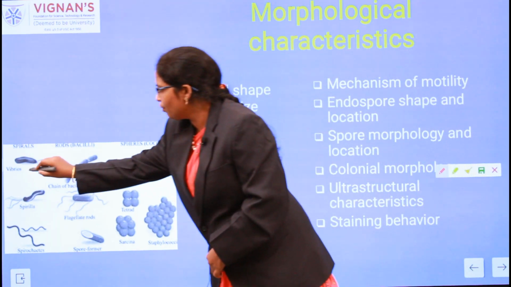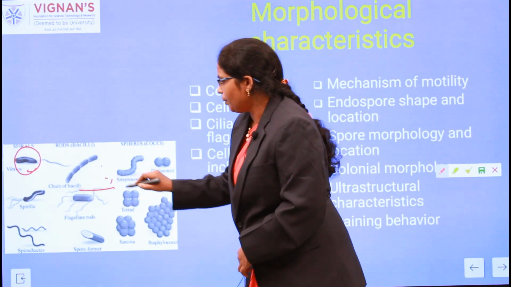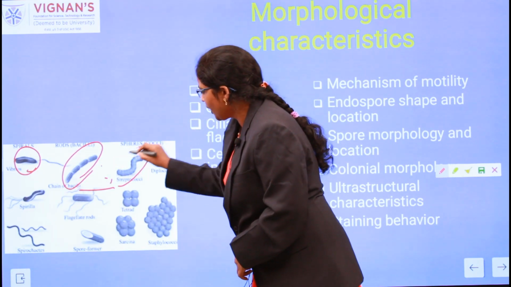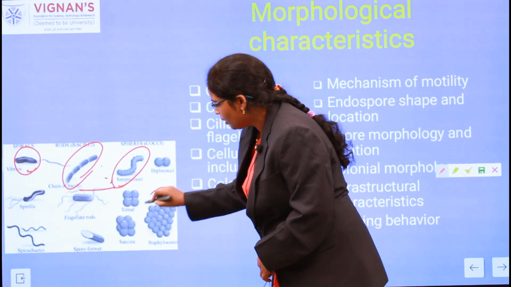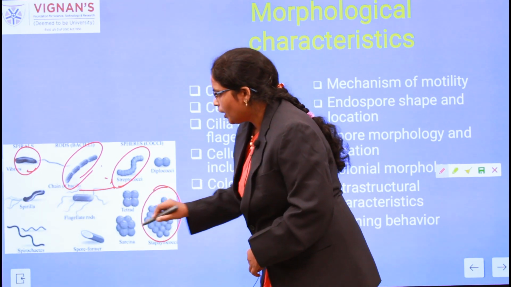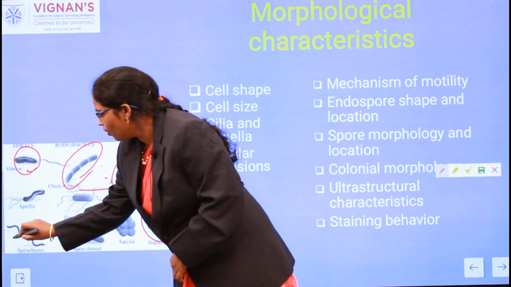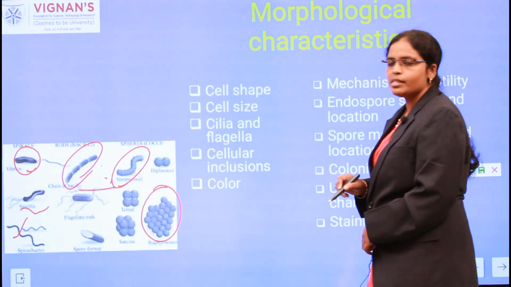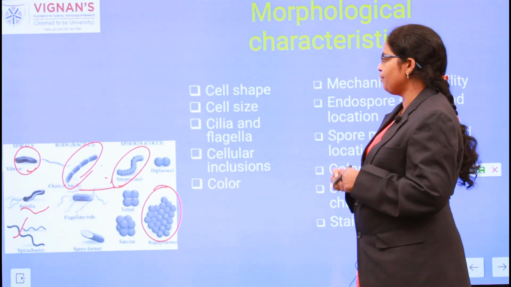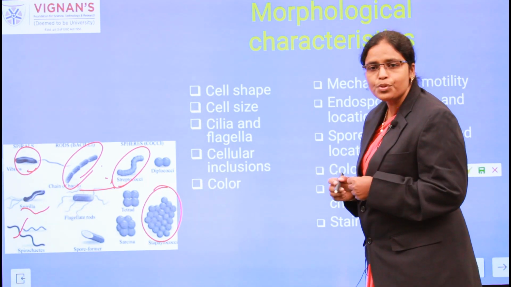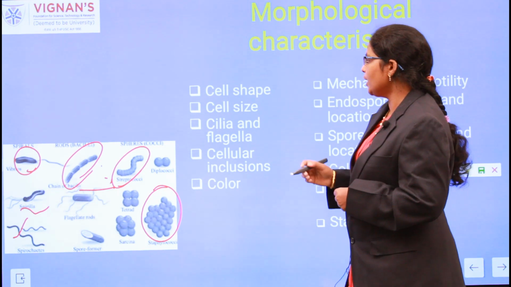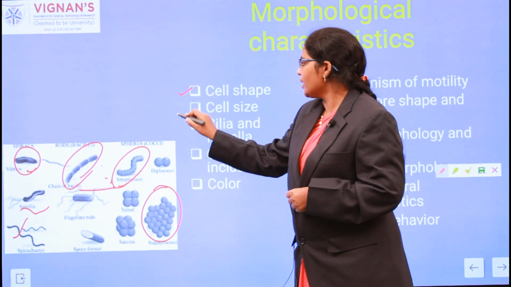Here you can observe comma shape, then bacillus type, a chain, streptococcus a chain, bunch type of, as well as here spirochetes, spirillum type, like this. So these are the external morphological features. They are used for identifying the organism. So not only the shapes, next cell size.